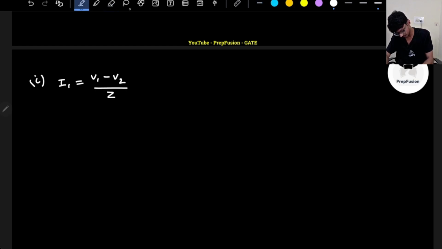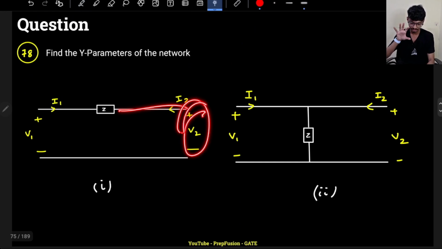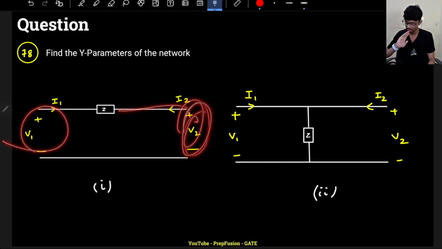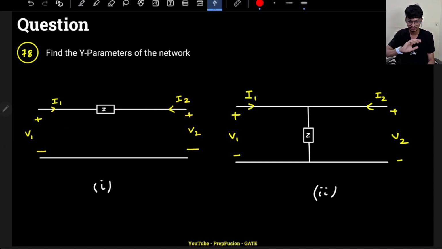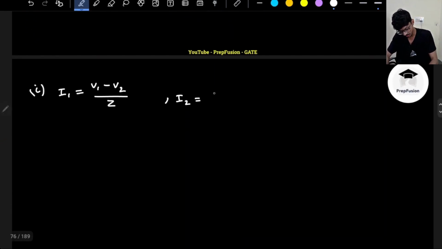V1 minus V2 divided by Z. What about for current I2? Current I2 is what? Now this is my reference. So I always write the potential from here first, then I write this one. This is my style of KCL. Whatever is your style, you write. The ultimate answer will be the same. Whatever reference you follow, follow that reference. So this will be V2 minus V1 divided by Z.